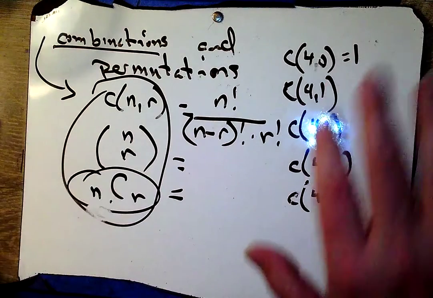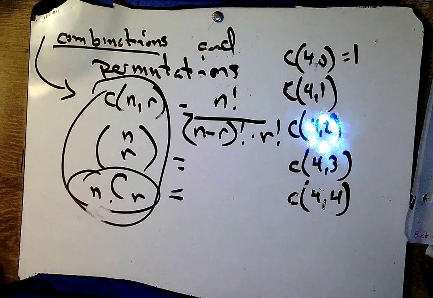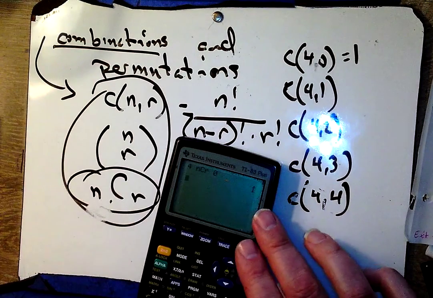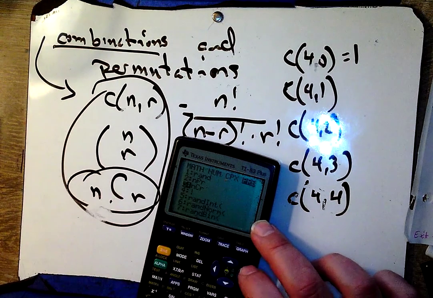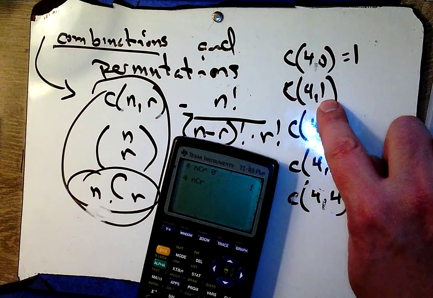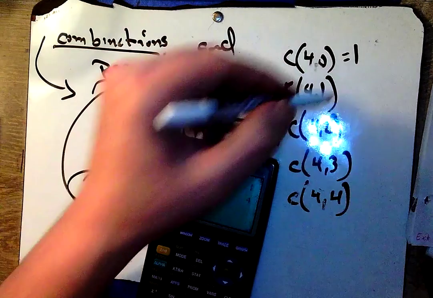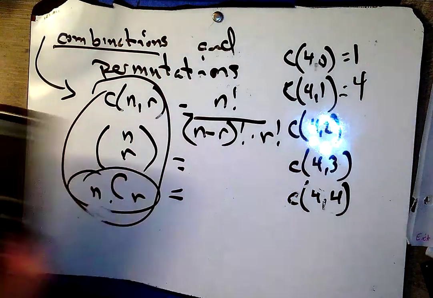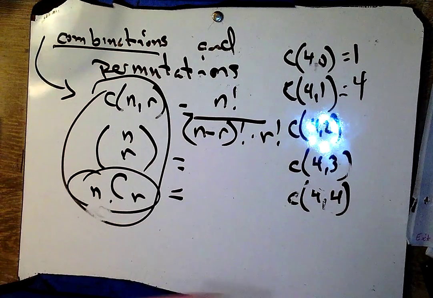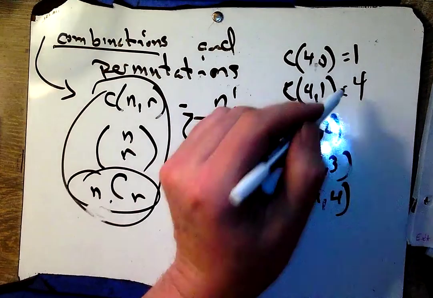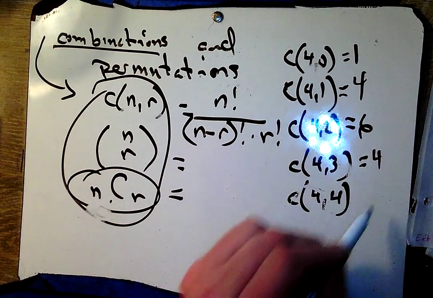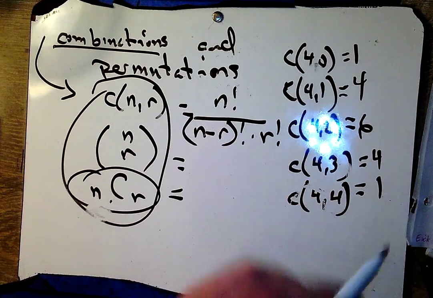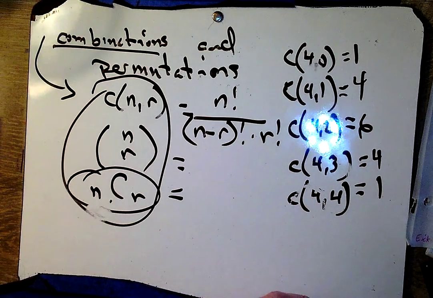So will you do these others? You need one more. Okay. 4, math, probability, and choose r, 1. And I get 4. Okay, finish these. Hey, how did it go? What did you get for this one? Did you get 6? And this one, 4? And this one, 1? What do you notice?